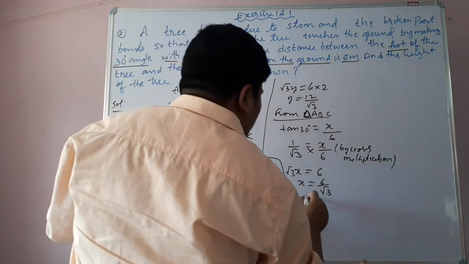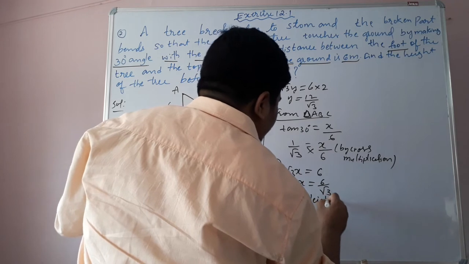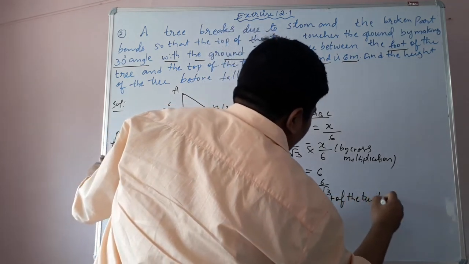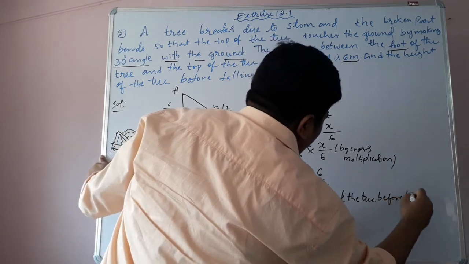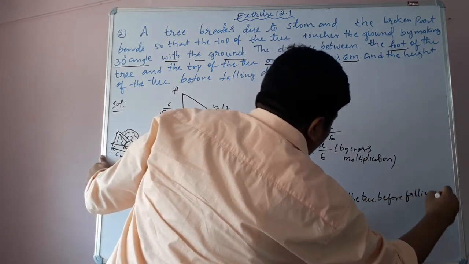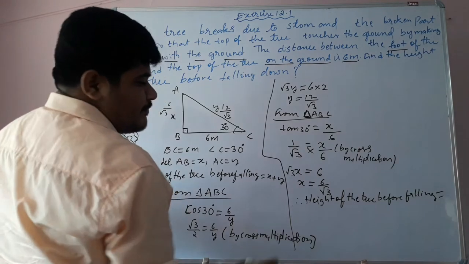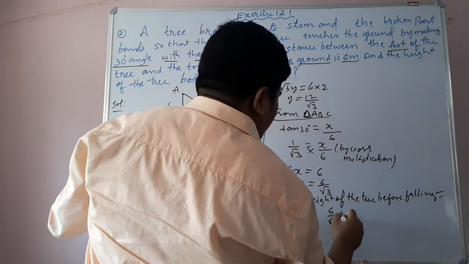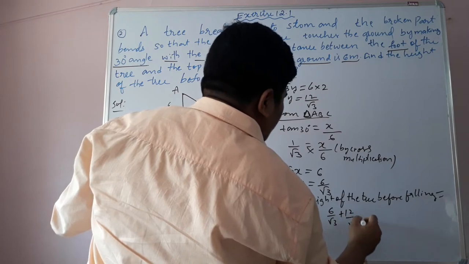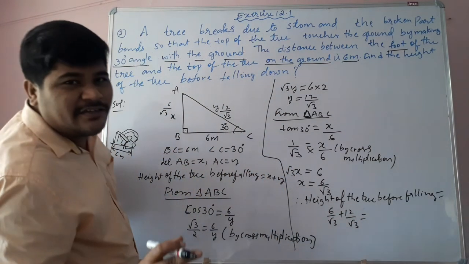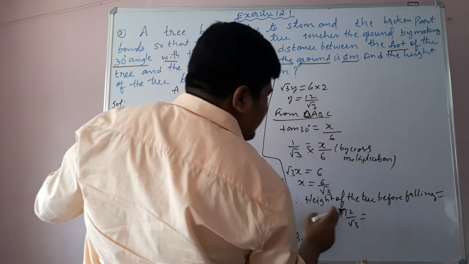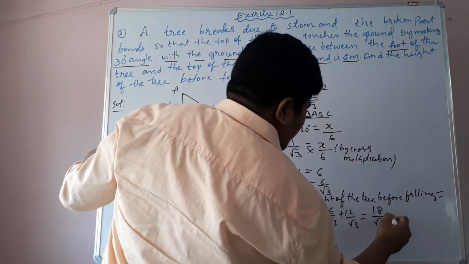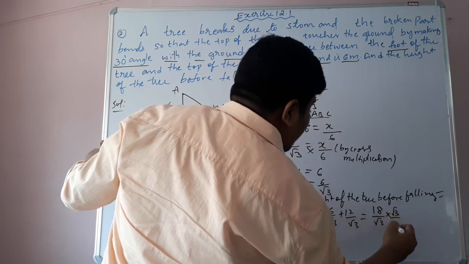So therefore, height of the tree before falling is equal to x value, 6 by root 3, plus y value, 12 by root 3. So what is the sum, students? These are like fractions. We can add numerators. 6 plus 12 is 18 by root 3. So just you simply rationalize the denominator.